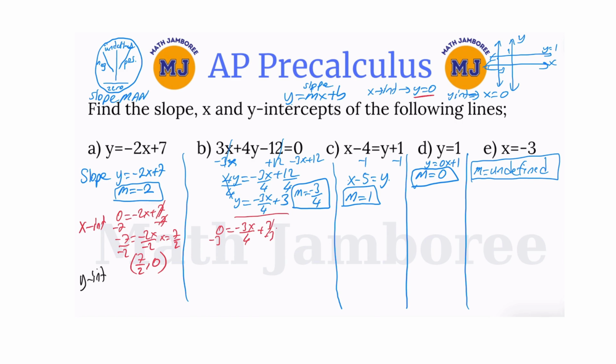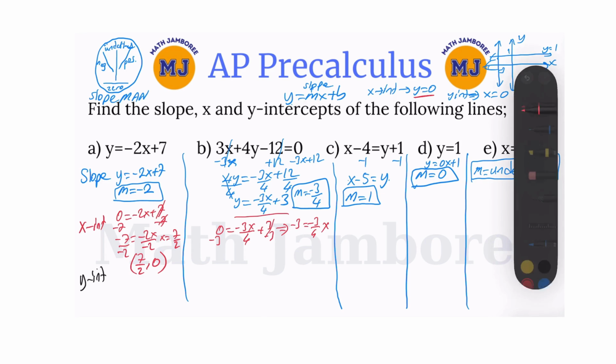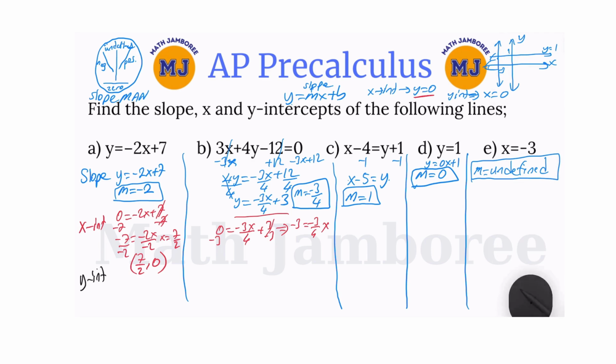I'll continue on this side. So negative 3 is equal to negative 3 over 4x. To get x by itself, we multiply by negative 3 over 4. You can divide by negative 3 over 4, or you can multiply by its reciprocal. Multiply both sides by negative 4 over 3. Let me show you that in a different color. Multiply both sides by negative 4 over 3.